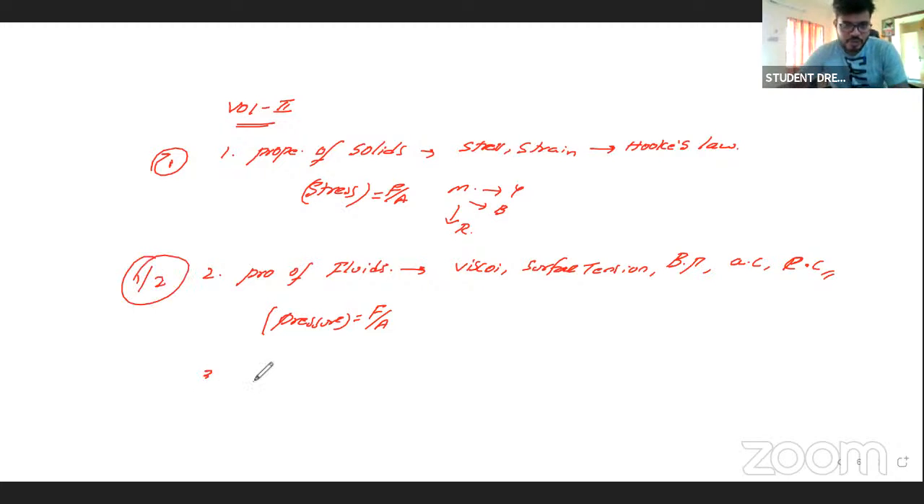Okay. So the third point, the third chapter is the properties of thermal expansion. Thermal expansion.